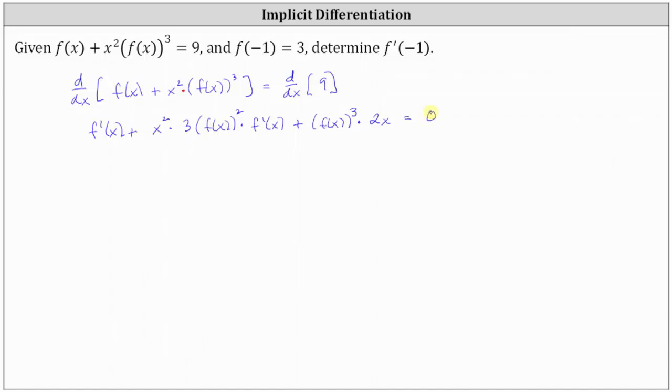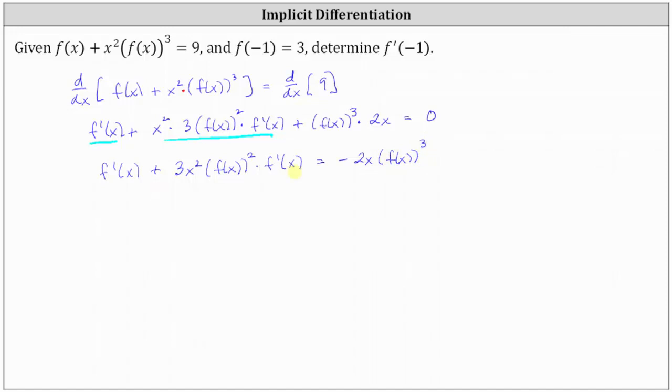Now we need to begin solving the equation for f prime of x by first isolating the f prime terms on one side of the equation. Notice right now we have two f prime terms here and here. The next step, we will subtract the cube of f of x times 2x on both sides of the equation. So we have f prime of x plus, let's write this next product as 3x squared times the square of f of x times f prime of x, equals, on the right, let's write this as negative 2x times the cube of f of x.